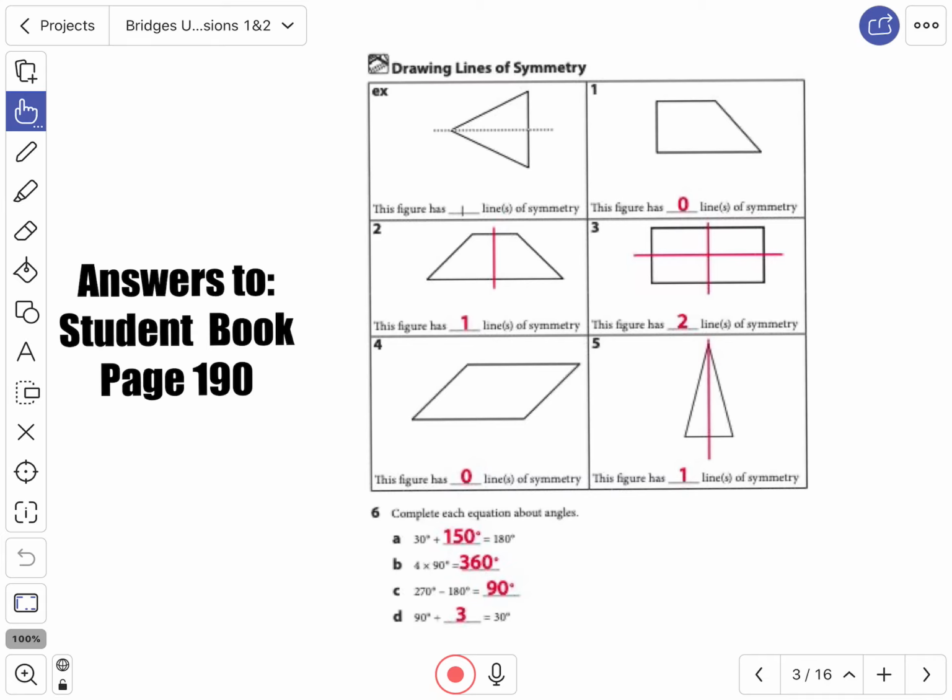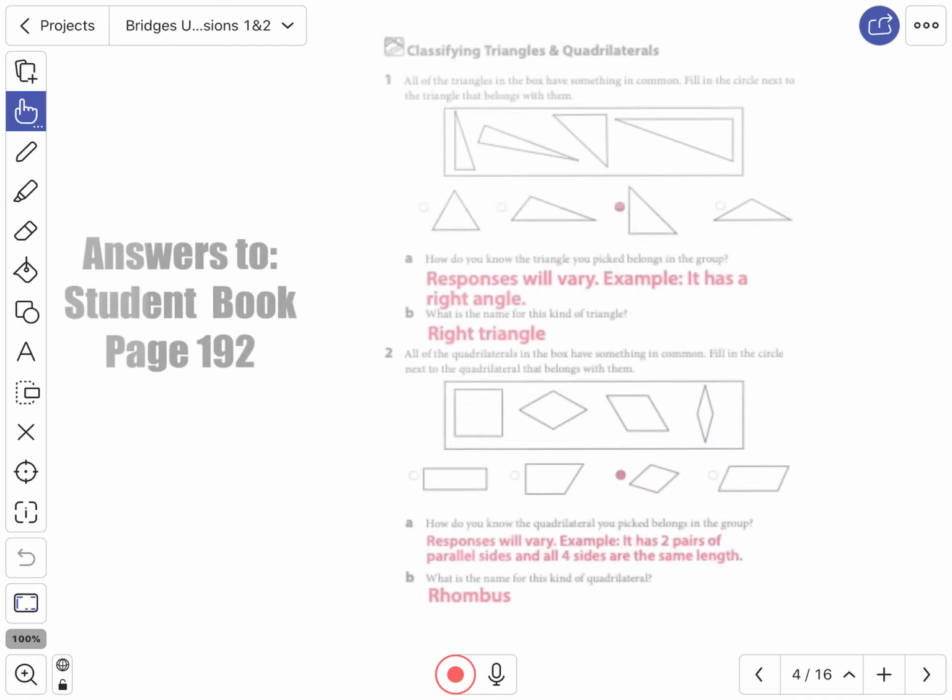So you can see them sitting here. Number 1 had 0. Number 2 had 1 line of symmetry. Number 3 has 2 lines of symmetry. Number 4 has 0 lines of symmetry, and number 5 has 1. And then for 6A, it was 150. For 6B, it was 390. For 6C, it was 90 degrees. And for 6D, it is 3.